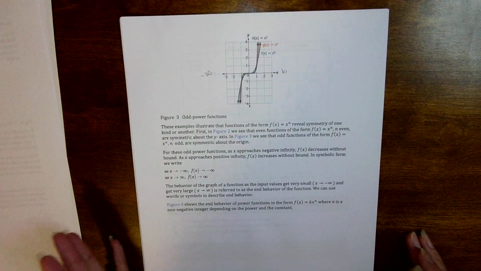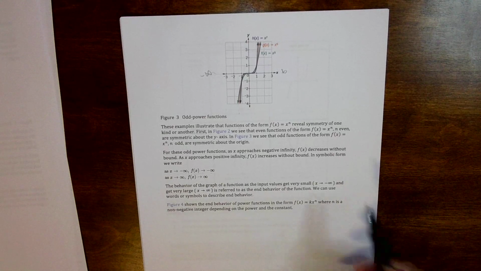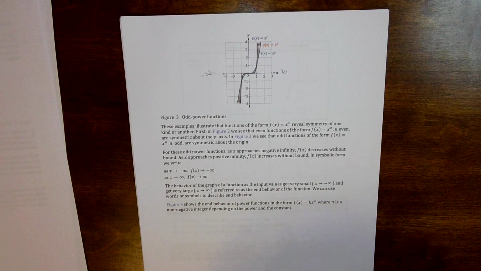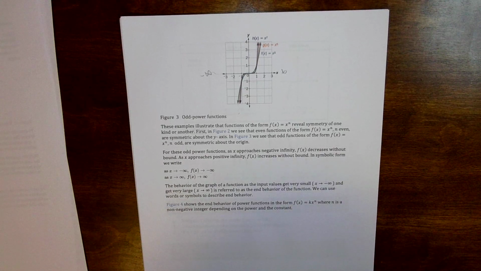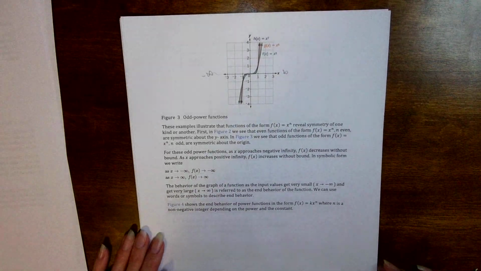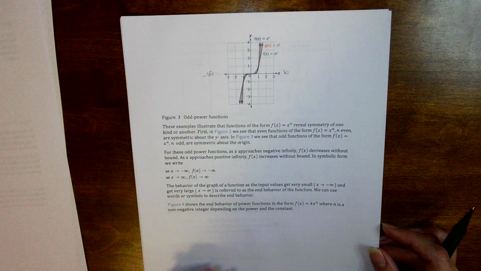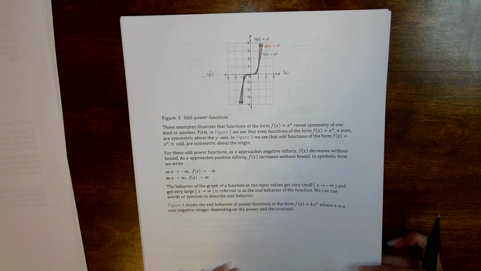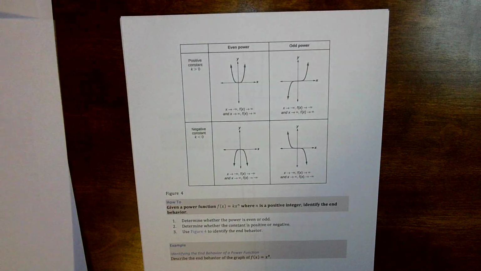The behavior of the graph of a function as input values get very small, x approaches negative infinity, and get very large, x approaches infinity, is referred to as the end behavior of the function. We can use these words or symbols to describe the end behavior. Figure 4 shows the end behavior of the power functions in the form f of x equals k x to the nth power. N is a non-negative integer, and the behavior depends on the power and the constant.